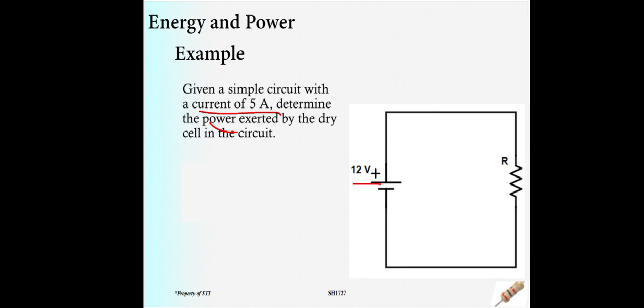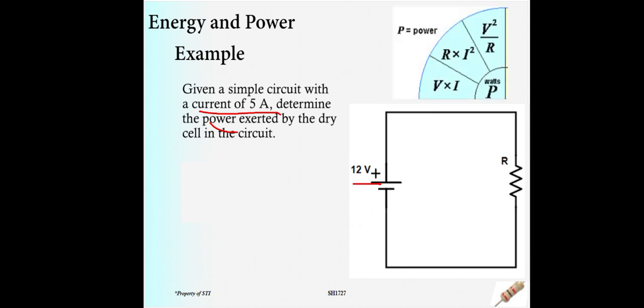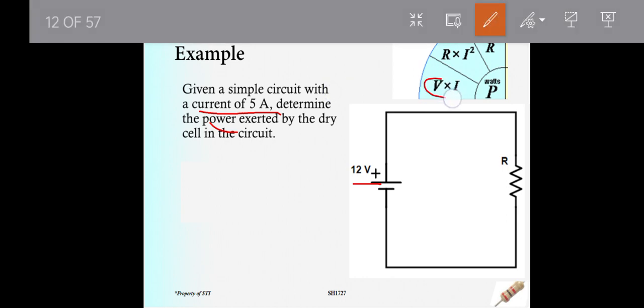So, determine doon natin yung power, no, exerted by the dry cell in the circuit. Okay, so we know, diba, these are the following formulas to solve for power. Okay, so since meron tayong given voltage tsaka current, so possibly, this will be our formula, right?